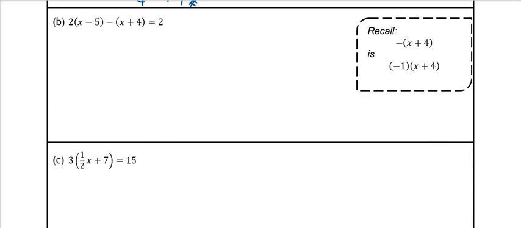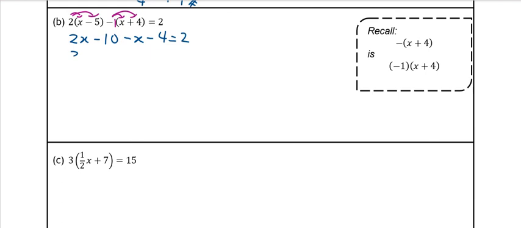Right, so let's move on to the next part. Next part here is that you have 2 bracket x minus 5 minus bracket x plus 4 equals 2. Just remember that next to the minus sign is actually 1 next to the bracket. So when you expand, you're actually expanding negative 1. The same thing happens here. You have to expand for each pair, and then you will have 2x minus 10 minus x minus 4 equals 2.